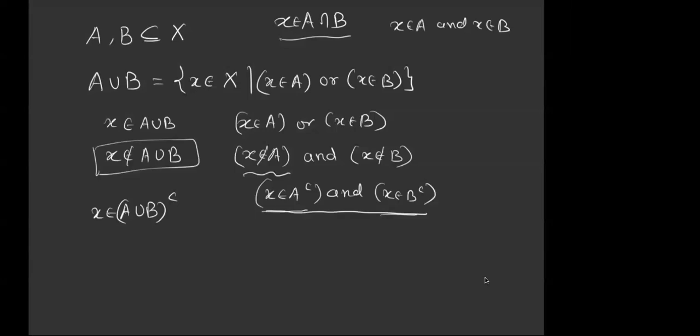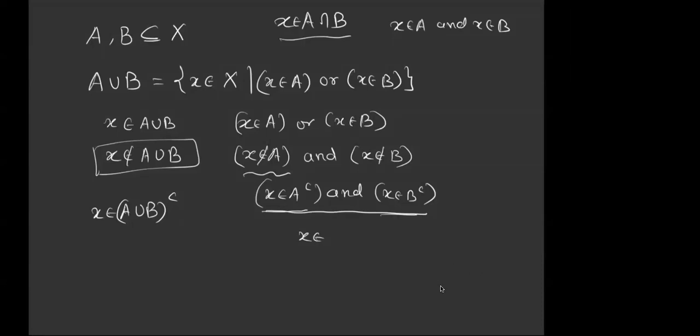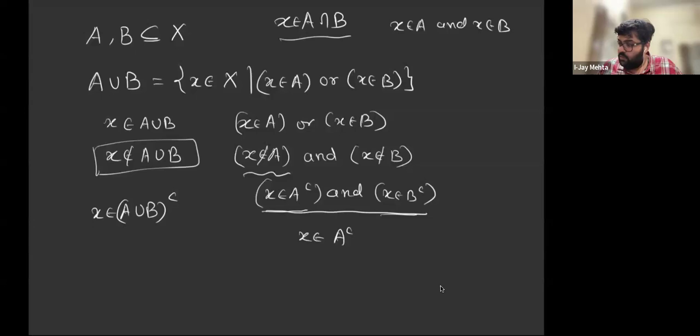Bhakti. Can I write? Yeah, Bhakti. X belongs to A complement or X belongs to B complement. No. See, Shivam just answered. X belongs to A intersection B means X is in A and X is in B, both, right? So here what do we have? X is in A complement and X is in B complement. So what can we say?